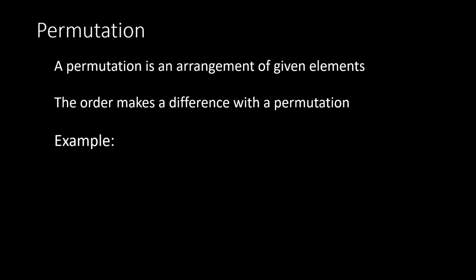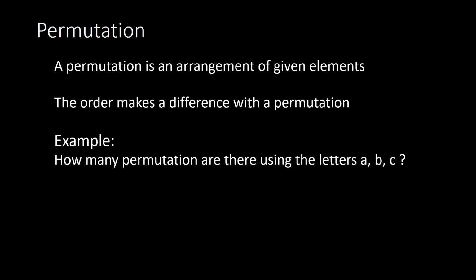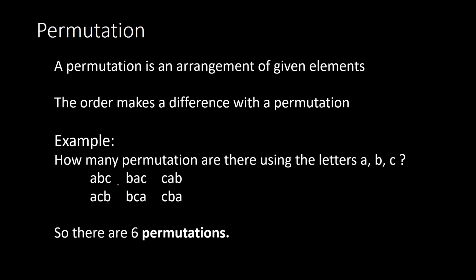So for example, if you had A, B, and C, and you're asked how many permutations there are using those letters, well, I can arrange them in multiple ways. We can arrange it where we have A, then B, then C, or BAC. We could have C, then A, then B, or ACB, BCA, or CBA. So if you count all of those permutations, or all of those arrangements, we would find that we have 6 permutations.